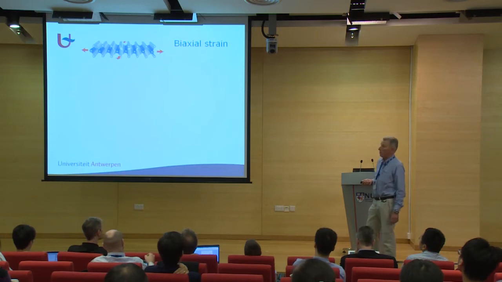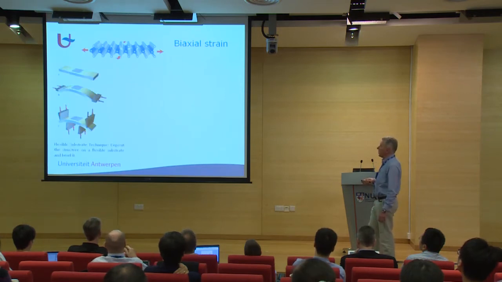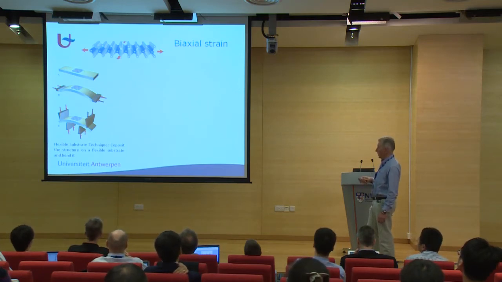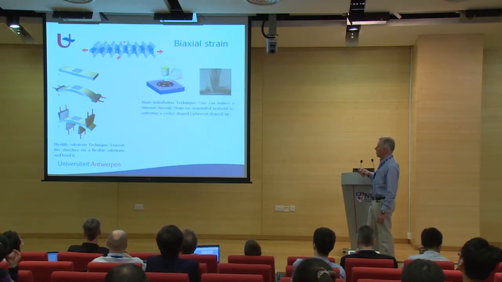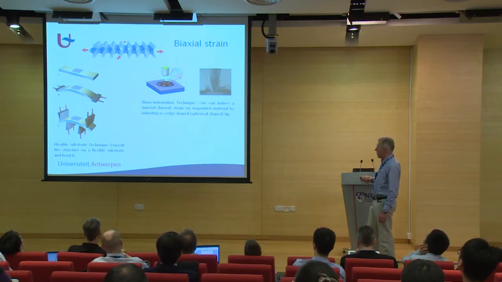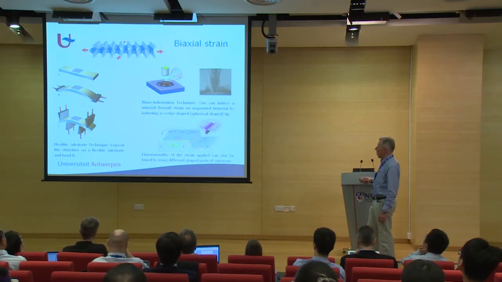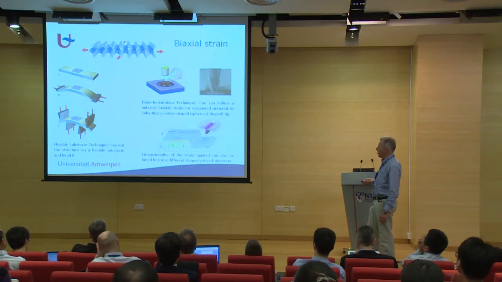Now, what's the effect of applying biaxial strain? Strain can be applied in different ways, as was already mentioned by the previous speaker. You simply put your sample on top of a flexible substrate and you simply bend it. Or you can simply use an indentation technique, for example, an AFM. Or you can put your material on top of a nanostructured substrate. And in this way, you can also induce local strains.